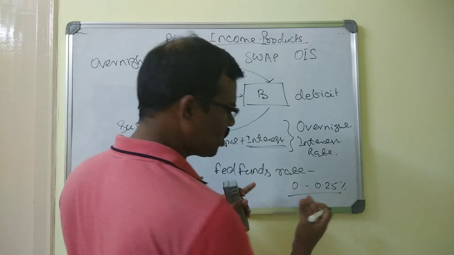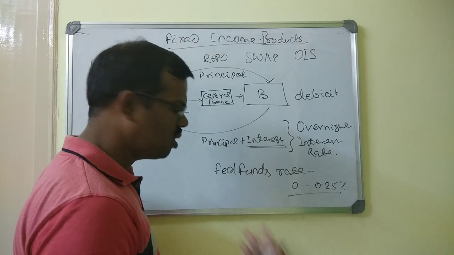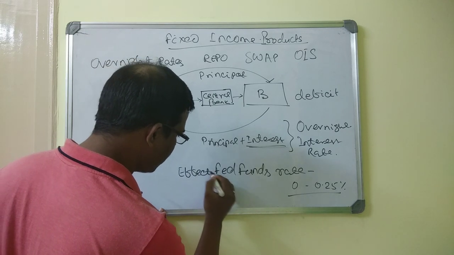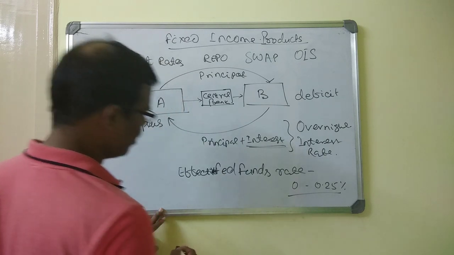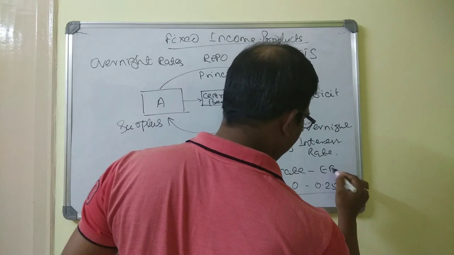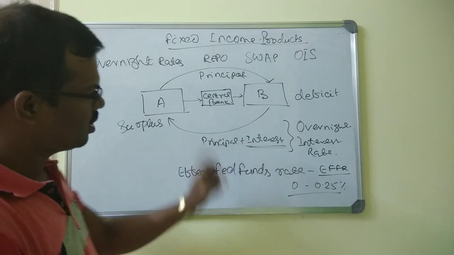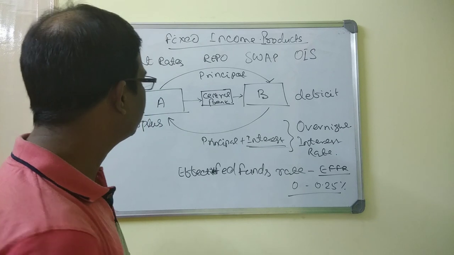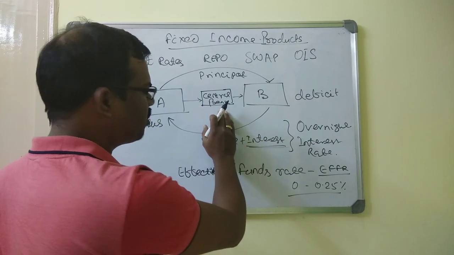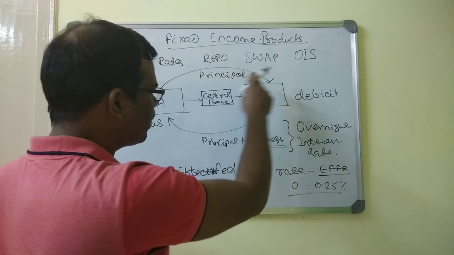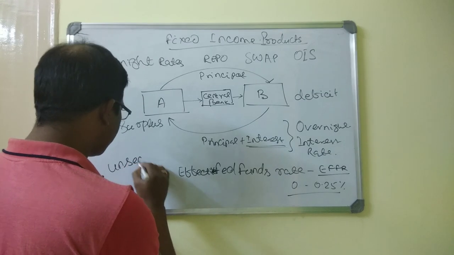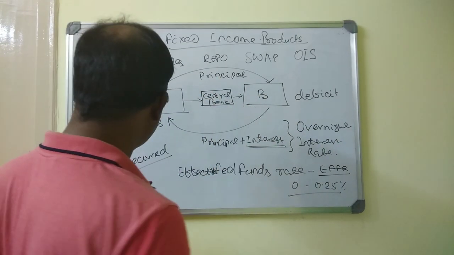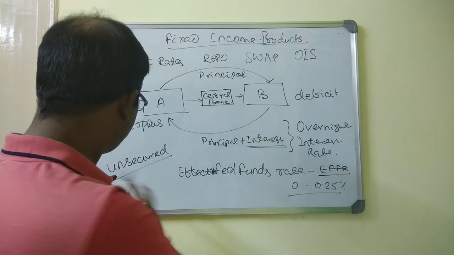There will be a weighted average. Somebody will do 100 million dollars, somebody will do 200 million dollars. So that weighted average will be taken, and the term will be called the effective federal funds rate, EFFR. Normally that will be published on a daily basis by the Federal Reserve, and this transfer happens only in the ledger of the central bank. As you see, this is unsecured, because there is no movement of any collateral or securities between A and B. That is why this is called an unsecured transaction.